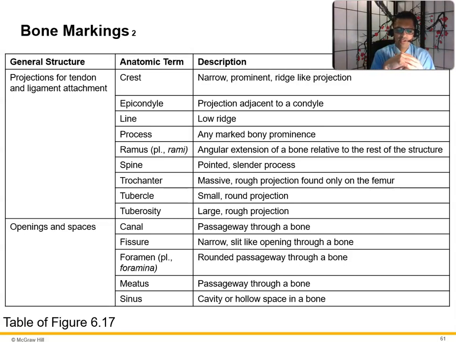Instead of arbitrarily memorizing, think about what it is actually describing. A canal is a passageway through a bone. Think of the Panama Canal. What goes through there? Ships. So what can go through a canal? Optic nerve, nerves, blood vessels, right? A spine is a pointed, slender process. So know the definition and what the purpose is. You'll be able to understand the anatomy a lot better versus pure rote memorization.